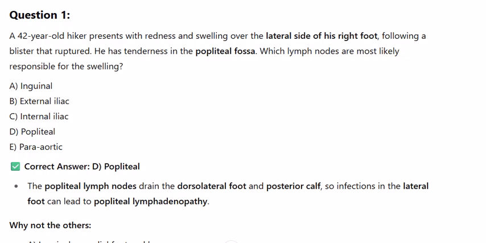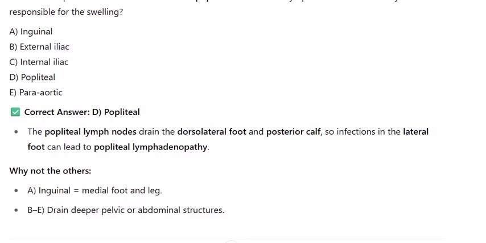Correct answer D. The popliteal lymph nodes drain the dorsolateral foot and posterior calf, so infections in the lateral foot can lead to popliteal lymphadenopathy. Why not the others? A. Inguinal equals medial foot and leg. Others drain deeper pelvic or abdominal structures.